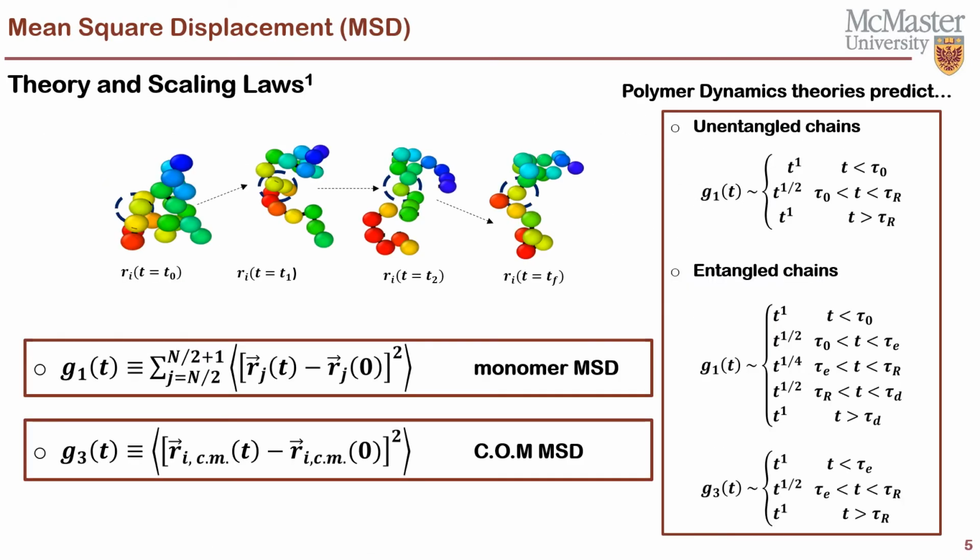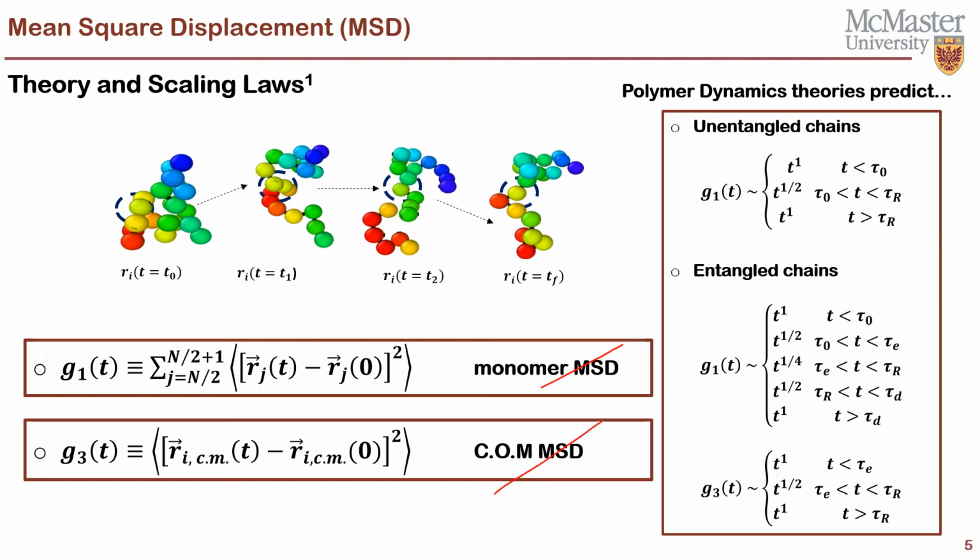One way to study the dynamics of the individual chains is by tracking the time-dependent trajectory of a monomer and looking at how much it has moved over a given time t. The square of this quantity, called the monomer mean square displacement, measures how fast the monomer is moving. This is commonly called g1. Similarly, we can also define the MSD of the center of mass of the whole chain, as opposed to the individual monomers this time, and this is commonly referred to as g3.